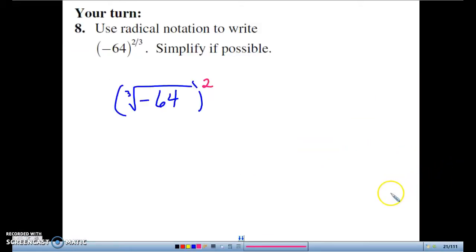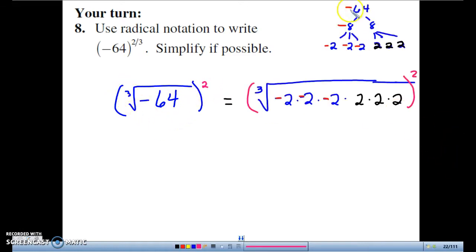Use radical notation to rewrite negative 64 raised to the 2/3 power. Simplify if possible. This time we are including the negative because it's inside parentheses. So negative 64 is our radicand. We are going to take the cube root of that first and then square it.